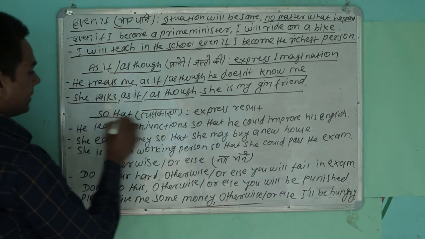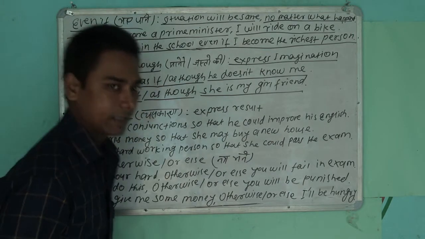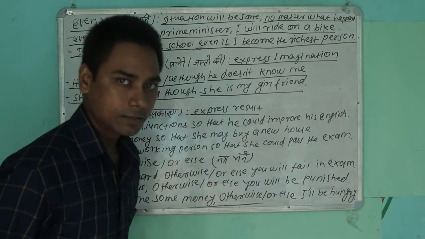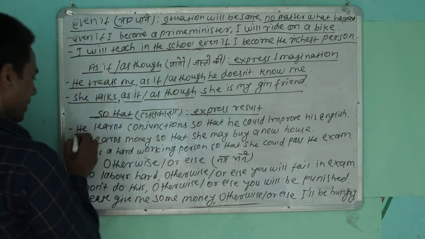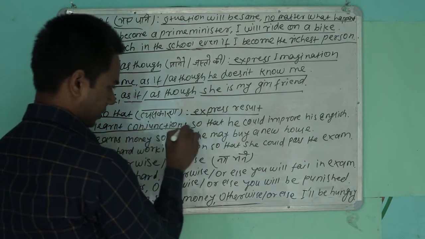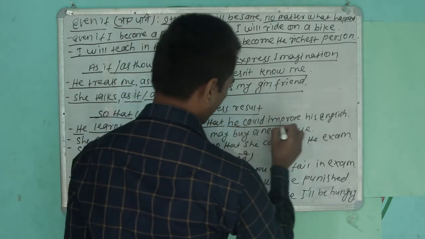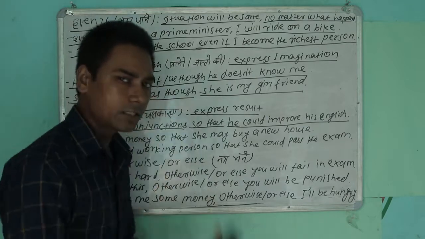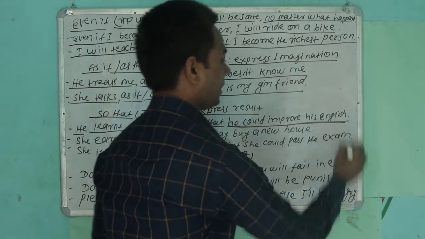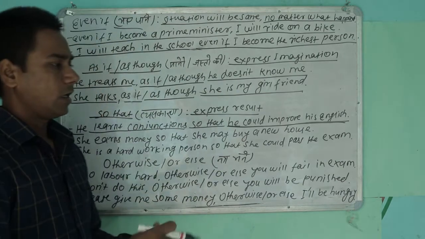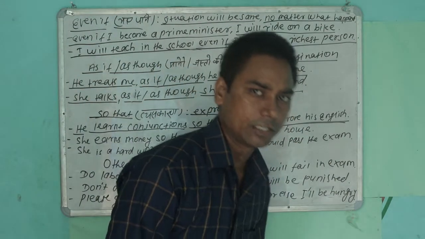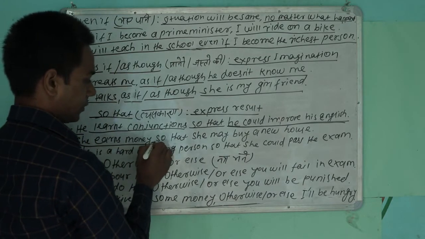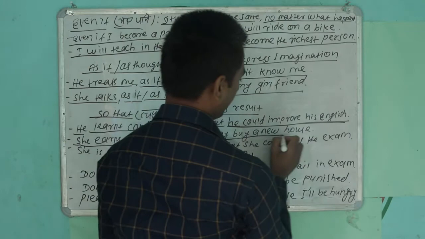Then after that, so that. Look, in Nepali, त्यसकारण, and it expresses result. So that always expresses result. He learned conjunctions so that he could improve his English. Look, he learned conjunctions. So what is the result? He could improve his English. He could speak English fluently. This is the result.